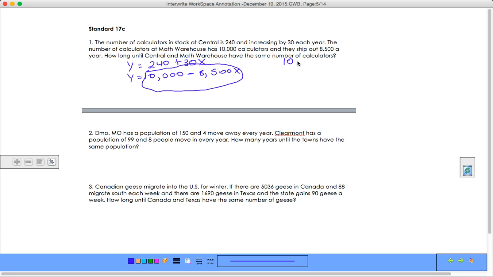So now I have 10,000 minus 8,500x equals 240 plus 30x. Okay, so I'm going to start by adding the 8,500 over. So that gives me 10,000 equals 240 plus 8,530x. Then I'm going to subtract the 240 to the other side.